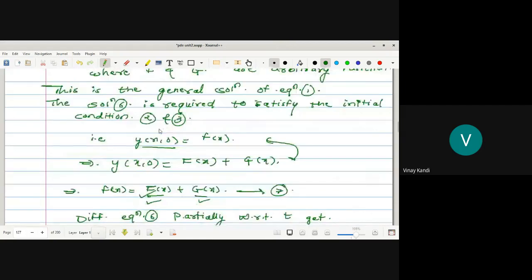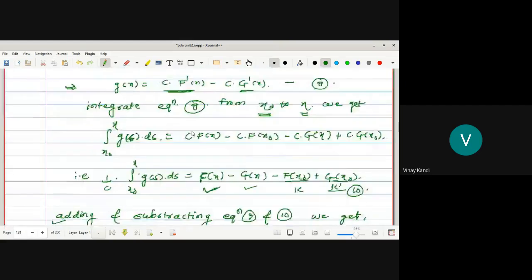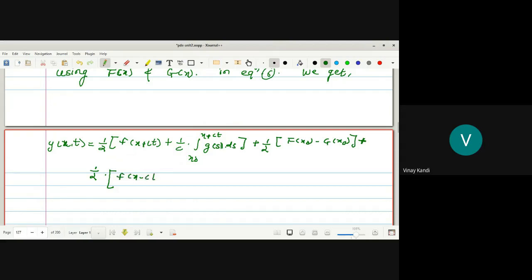In equation 6, subtract ct from x in f of x. So this is g of x naught to x minus x plus ct into g of s ds. Okay, plus 1/2 into the height, f of x naught minus capital G of x naught. Okay, minus plus the value of capital G of x, 1/2, into f of x minus ct now.